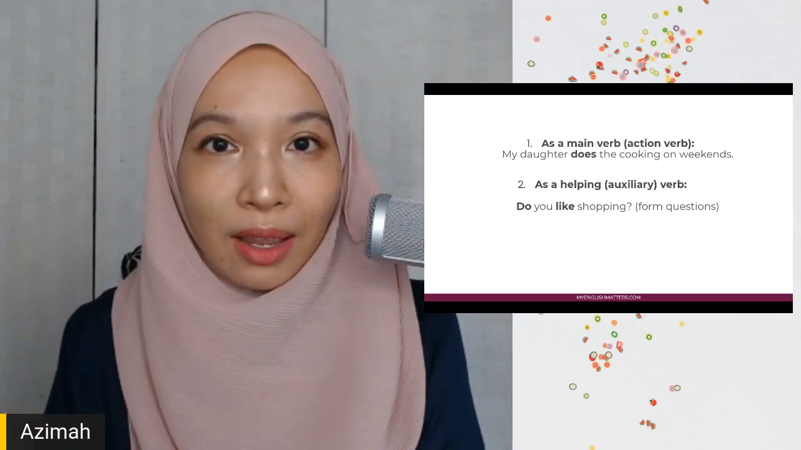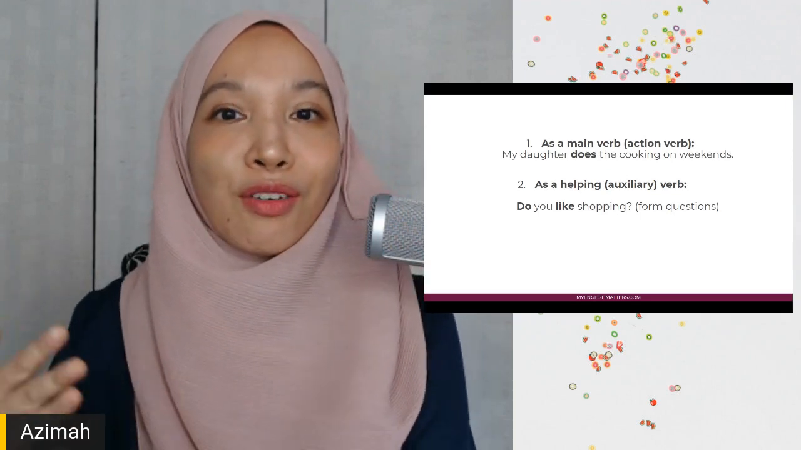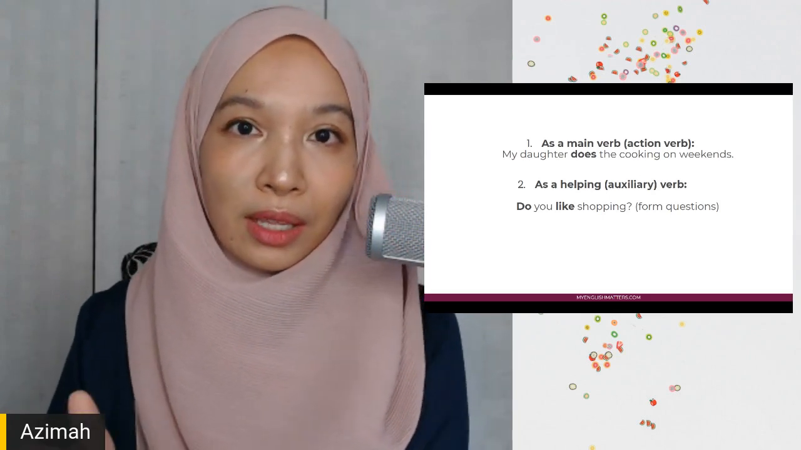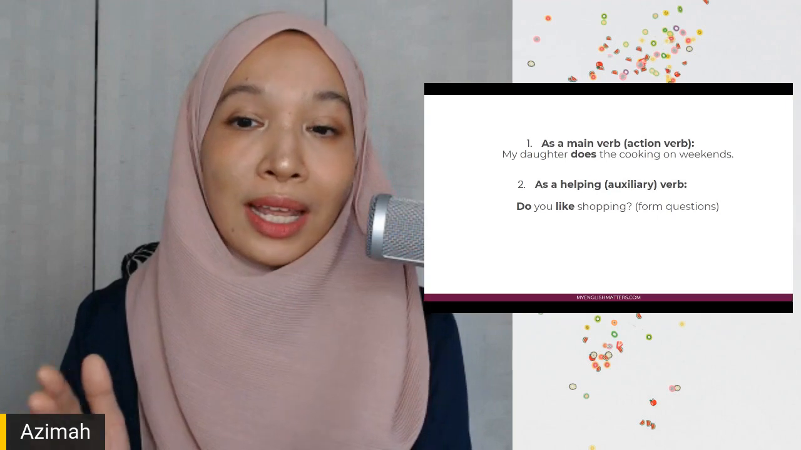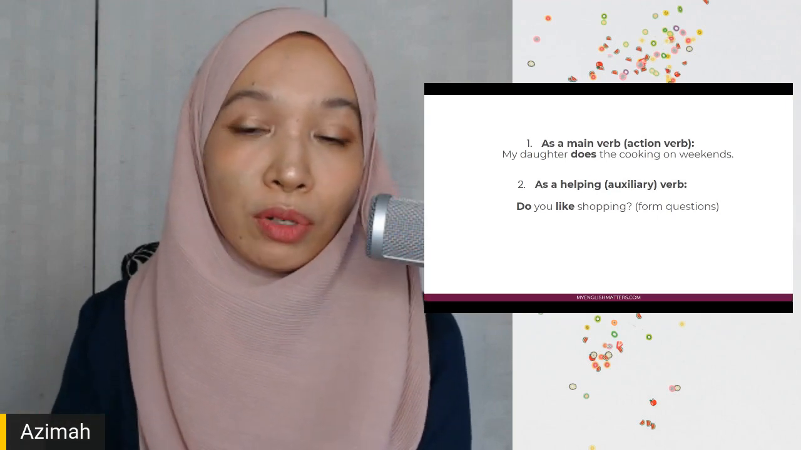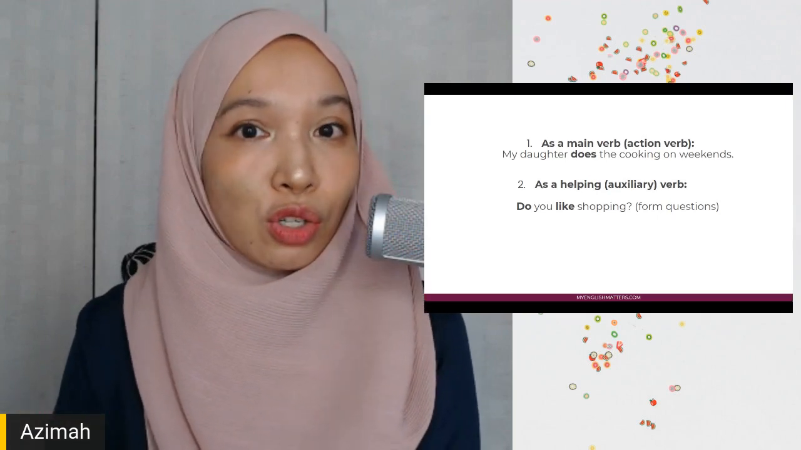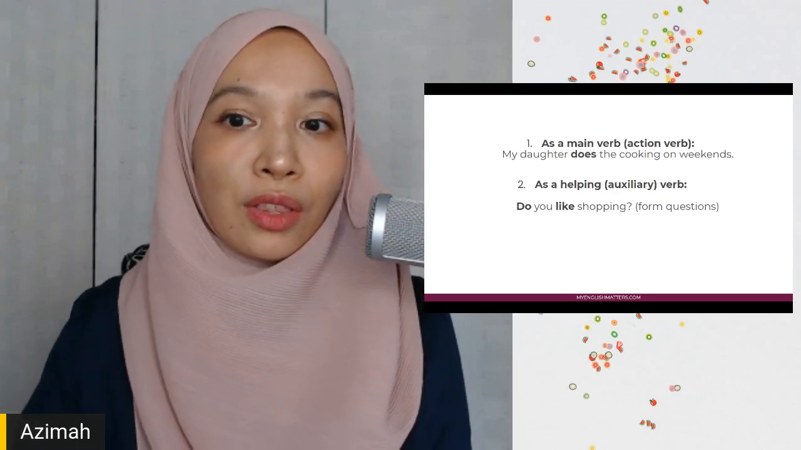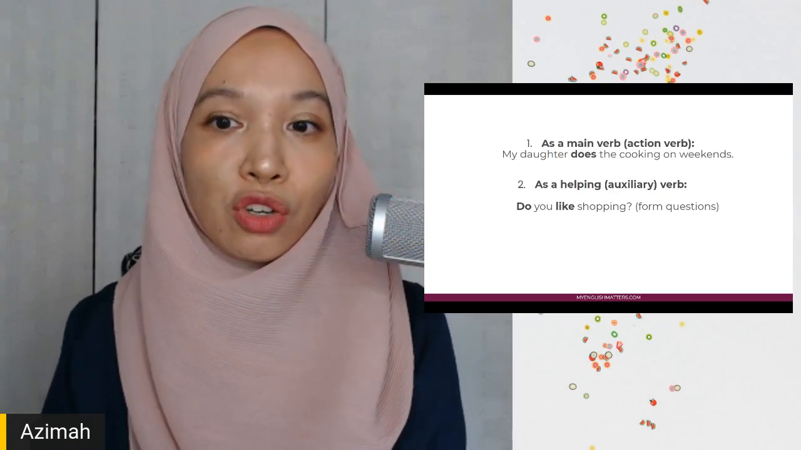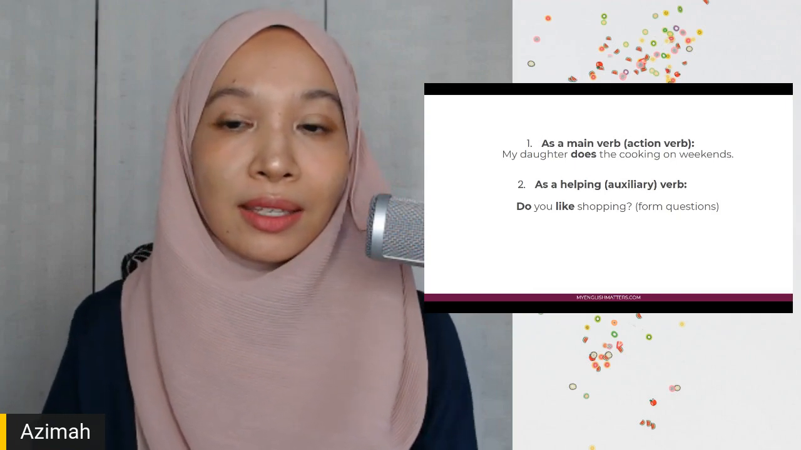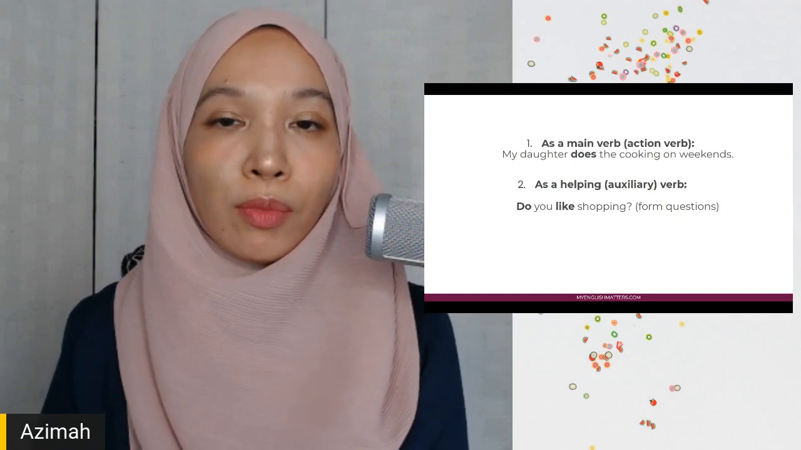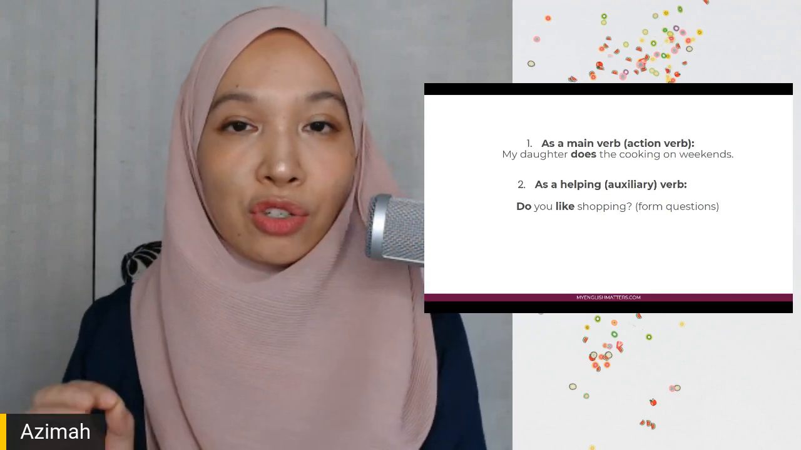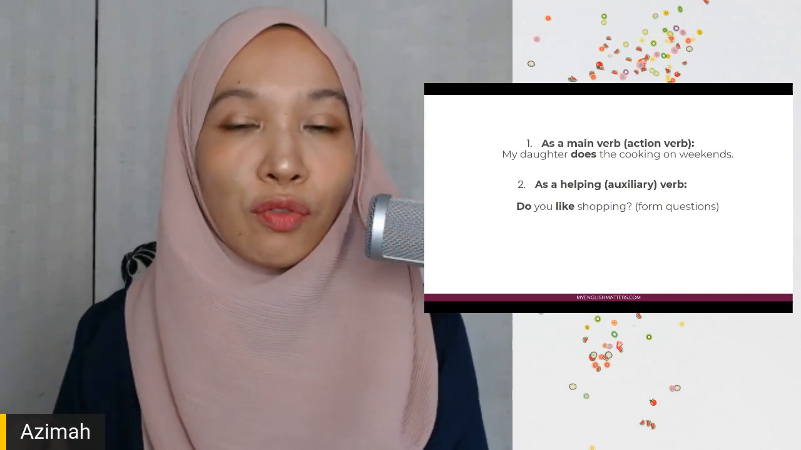What is it helping? It helps the other verb. It helps the main verb. That means there are two verbs in a particular sentence. So let's take a look at two examples. Do you like shopping? So do is helping the verb like. Do you like shopping? And in this case, it is used to form a question. So as a helping verb, the do verb is used to form questions.